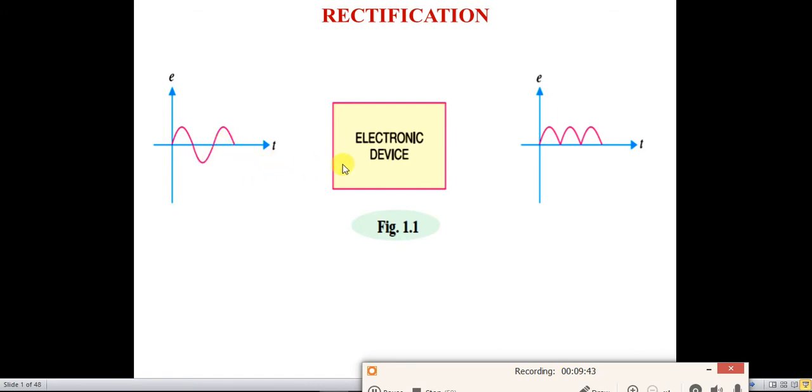and so forth. When this AC waveform is given as an input to the electronic device, we obtain DC. This DC is impure form, these are pulses, but it is unidirectional, only the positive half cycles. So this is one of the very important functions, that is rectification, conversion of AC into DC.